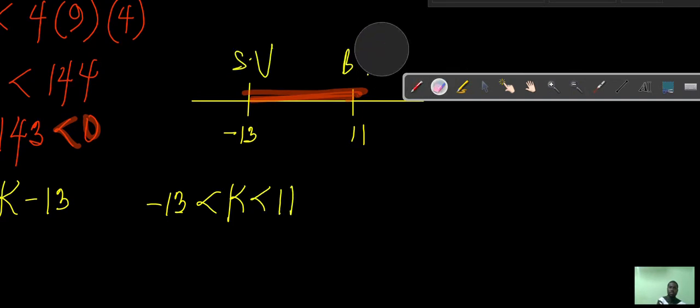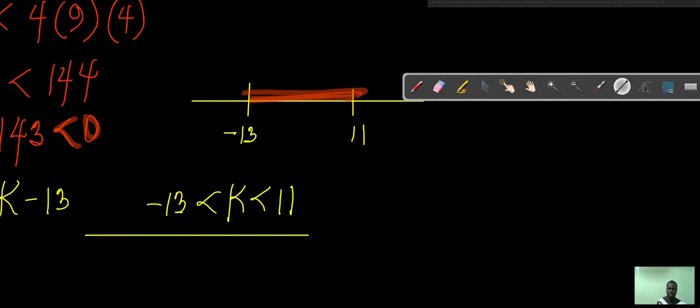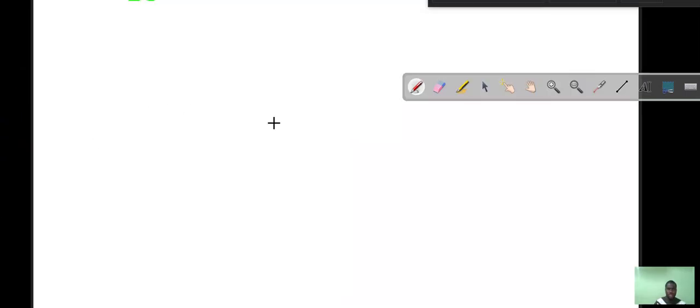Okay, negative 13 less than k less than 11. The concept has been explained, and you can also check the inequality video. Most likely we'll take one more, and that will be the end of this topic. Question 7, tangent.